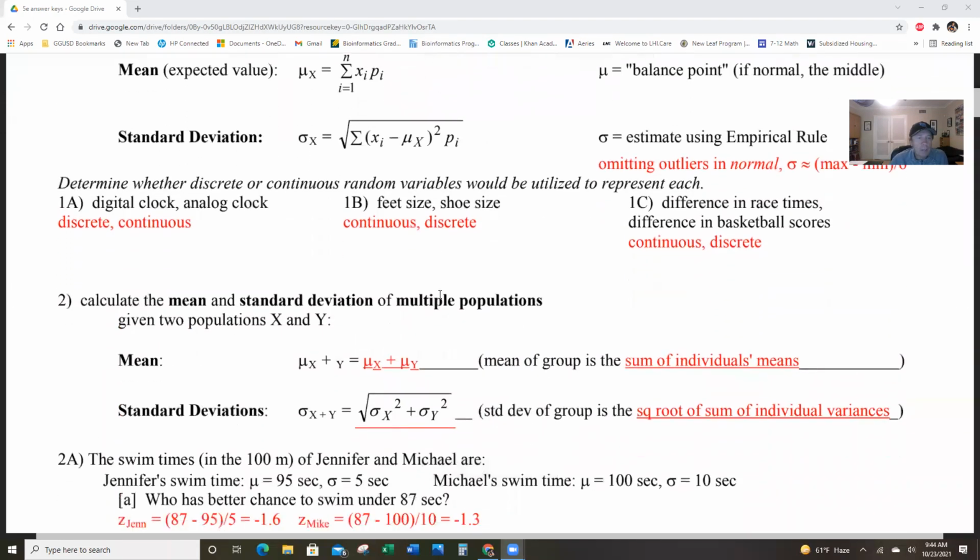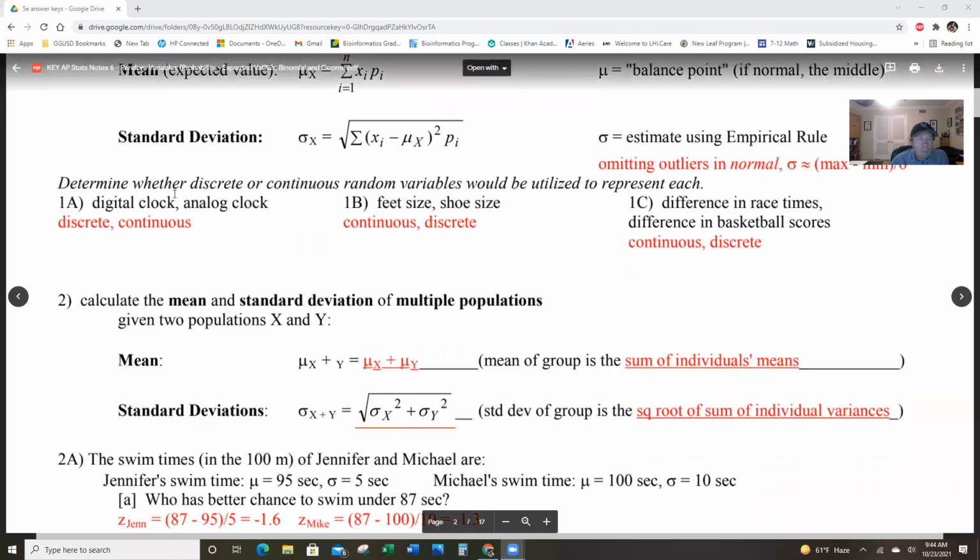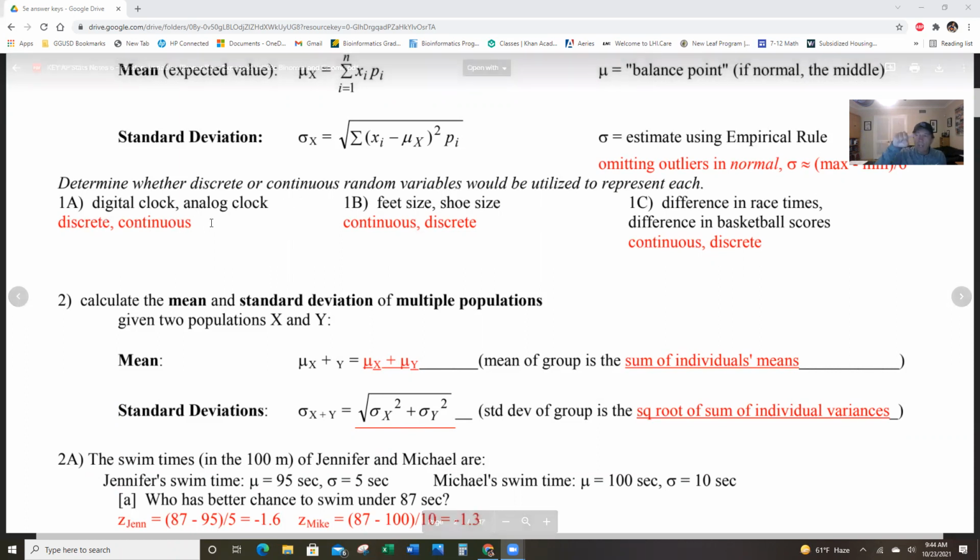Let's go down here to determine whether discrete or continuous random variables will be utilized. All right, a digital clock, that's what we have in the classroom, 10:42. That is discrete because it doesn't show you seconds or fractions of a minute. And then continuous would be an analog clock. An analog clock is one with a hand that goes around. You can have any time there you want.